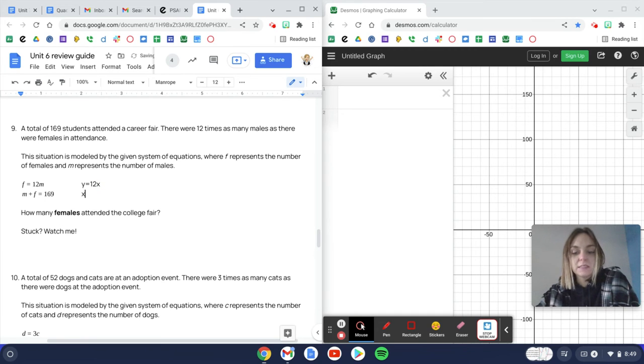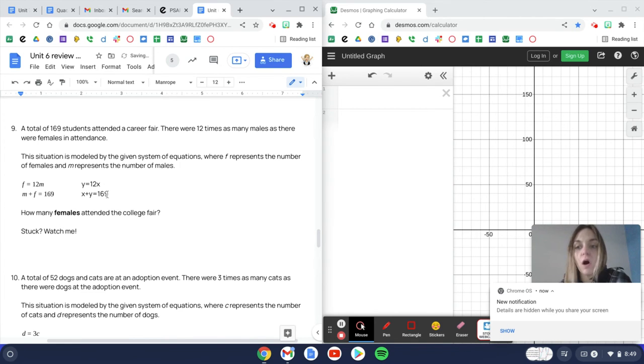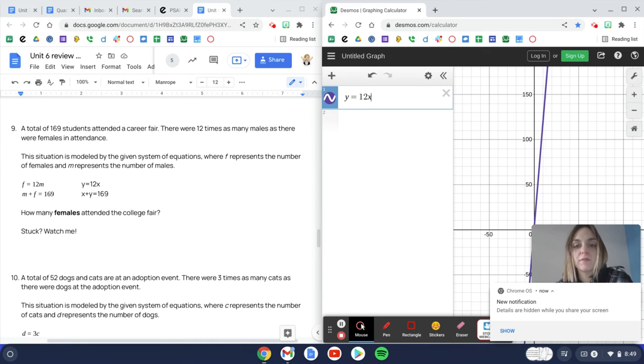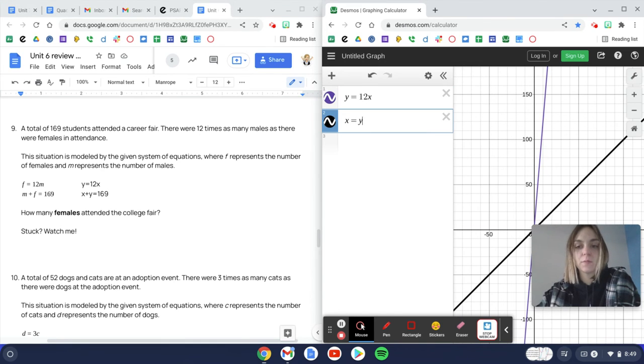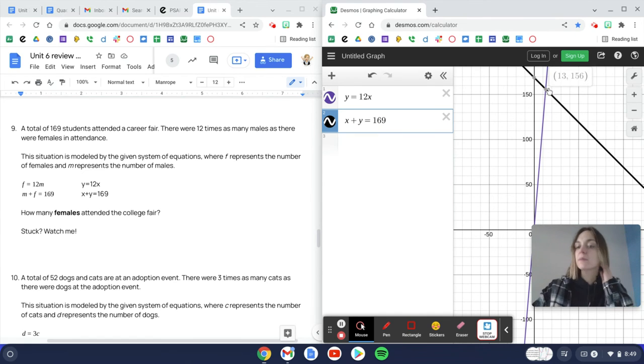So that means when I take my number of men plus my number of women, I'm going to get 169. All I did was change my variables. So I have Y equals 12X, and I have X plus Y equals 169. Now I'm going to find where my two lines cross, and I get 13 comma 156.